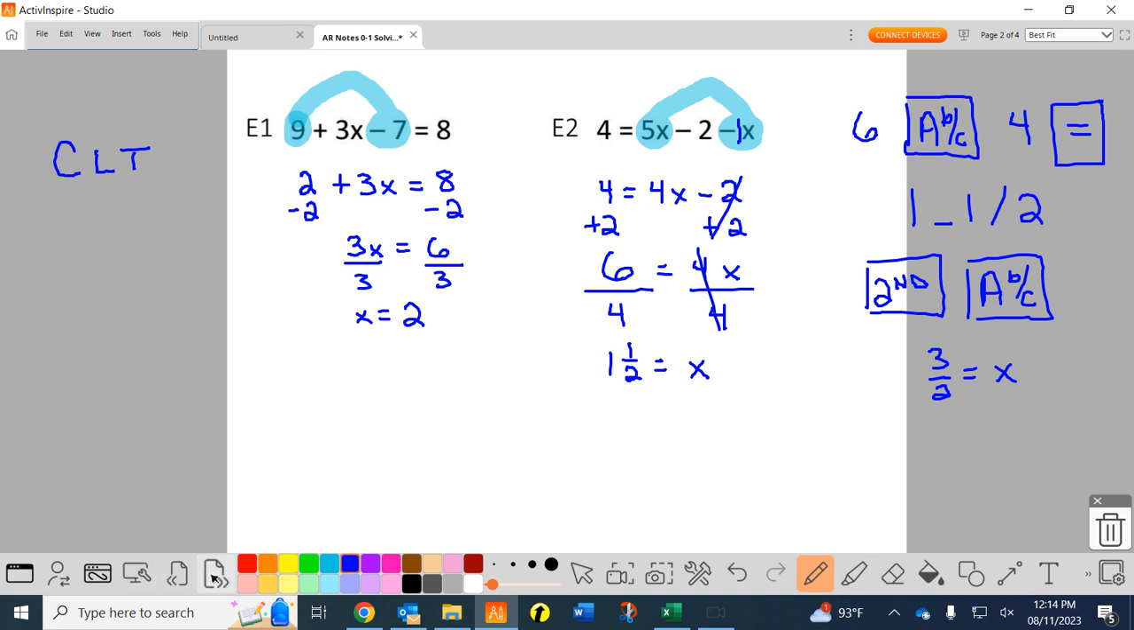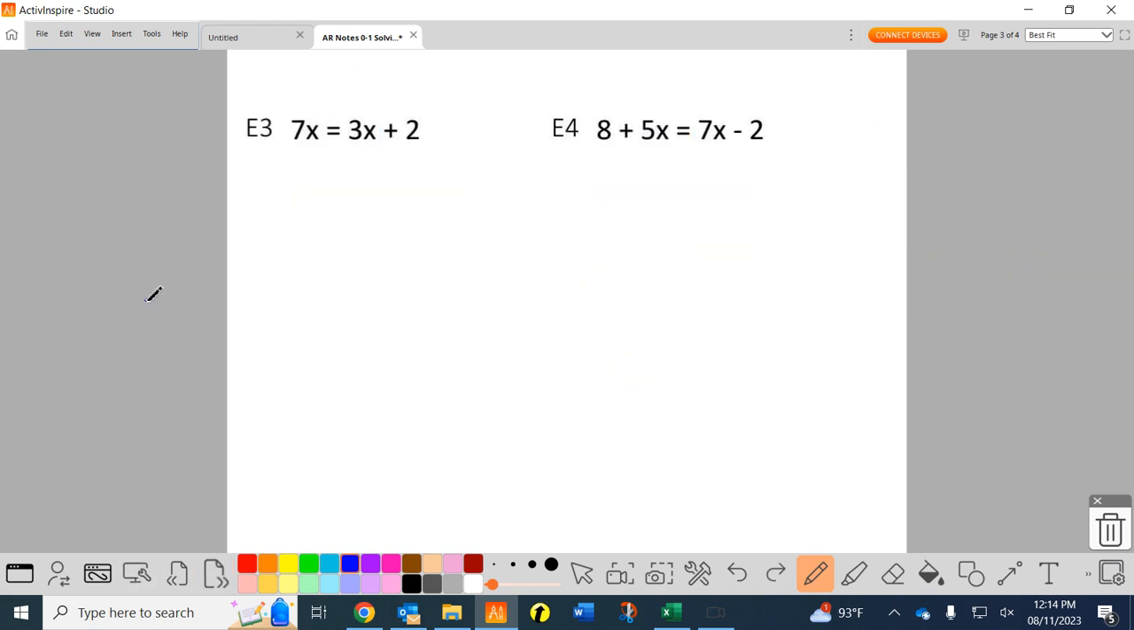We end up dealing with variables on both sides on this next one. Variables on both sides. Now, variables on both sides comes after combining like terms. This needs to be done first. This needs to be done second. Okay? If you have combining like terms, you have to do that before you start moving stuff around.